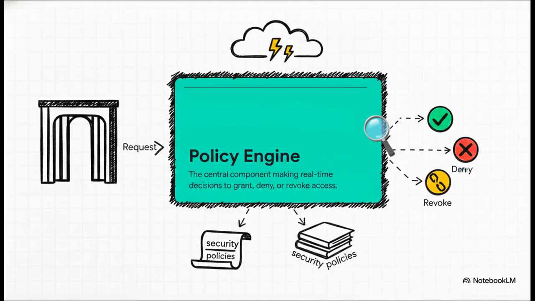And that brings us to the policy engine. This is the ultimate rulebook. Remember that control plane we talked about earlier? The policy engine lives right there. It takes that request from our bouncer, cross-references it against every single predefined security policy your organization has, and makes a definitive, real-time decision: grant, deny, or revoke.